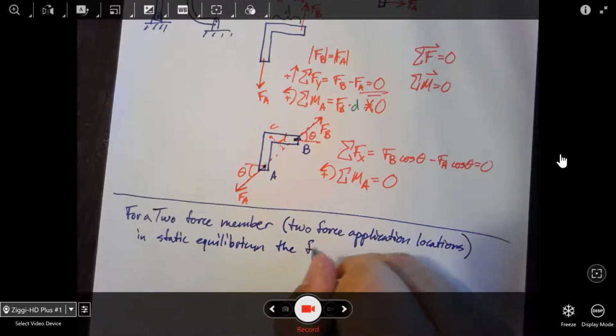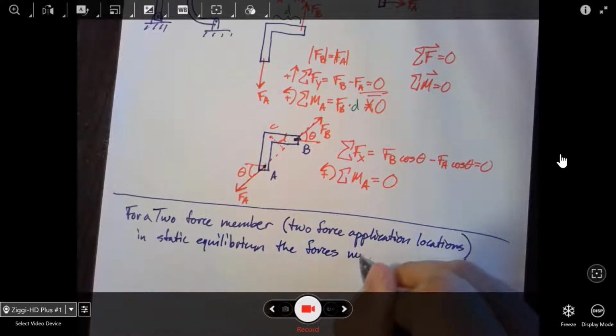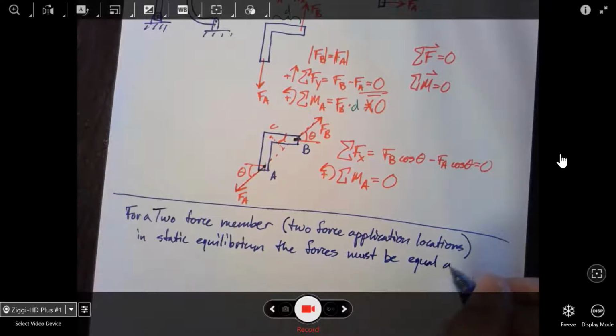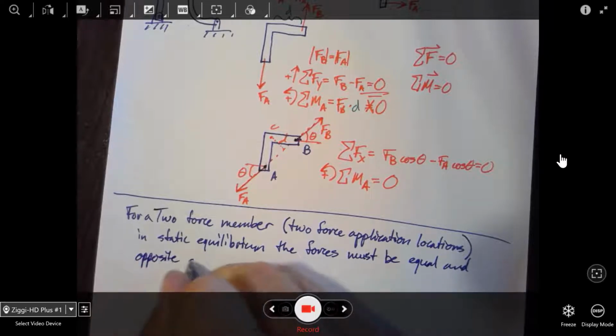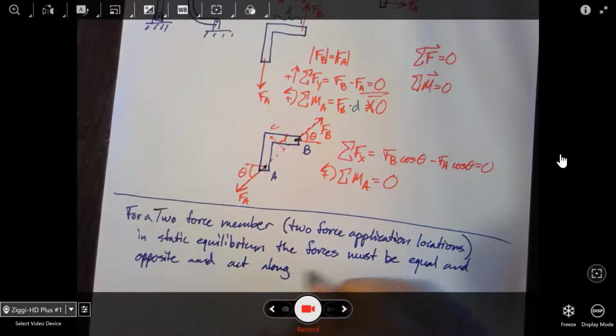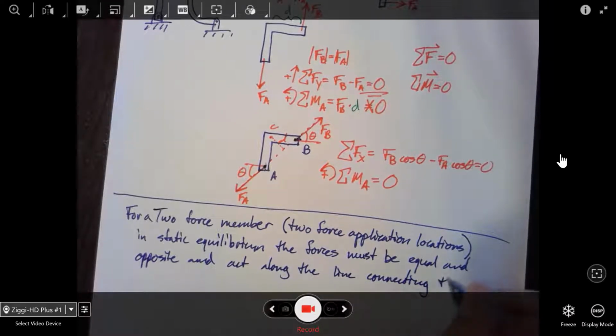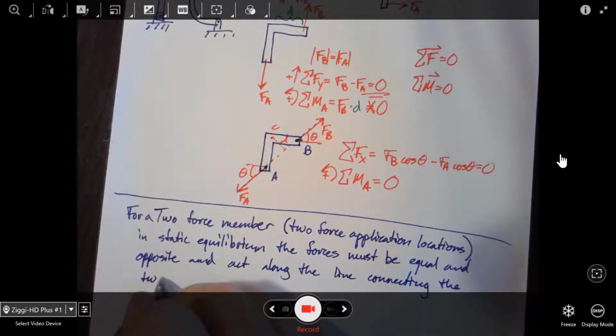the forces must be equal and opposite and act along the line connecting the two points of application. Okay.